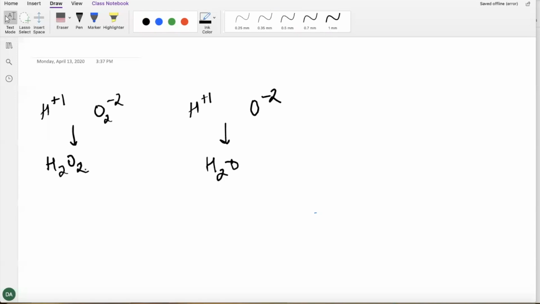Okay. So this is going to be one of those times where you do not bring it down to the lowest whole number. And this you have to just memorize, because every other time you do bring it down, but in this case, you don't.